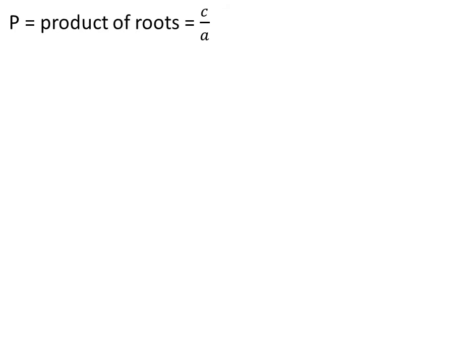Similarly, for finding the product, we will write p equal to product of the roots, and we have obtained that product equal to c over a. Here we put the values of c and a, which are 3 and 1. So we write it as 3 over 1, which can also be written as 3. So the product of the roots of the given equation is 3.